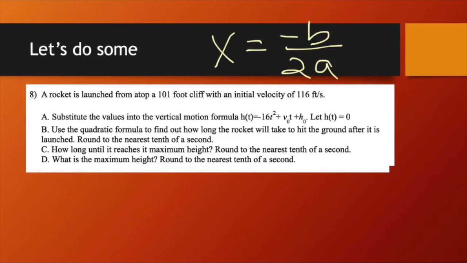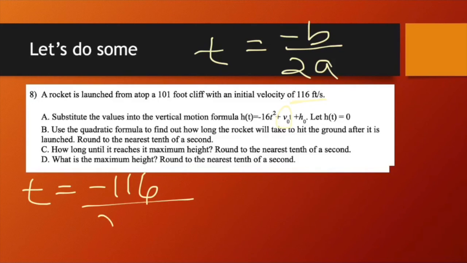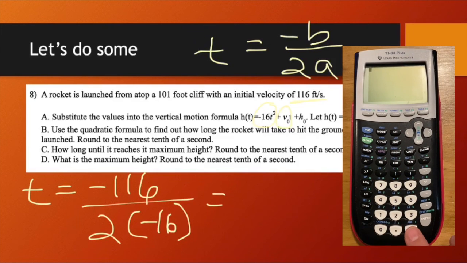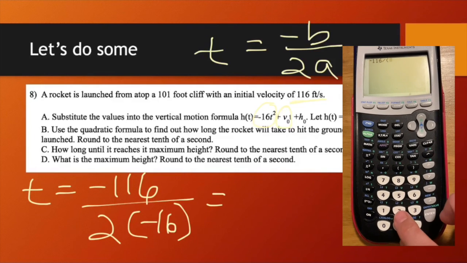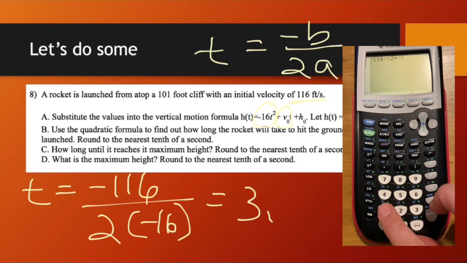But we don't have x's, we have t's, so we're going to substitute a t for the x. We have our b value. If you remember when we wrote it earlier, our b value was the v0, which is our 116. So t equals negative 116 over 2 times a, and a is negative 16. We put that in our calculator and we get 3.625.